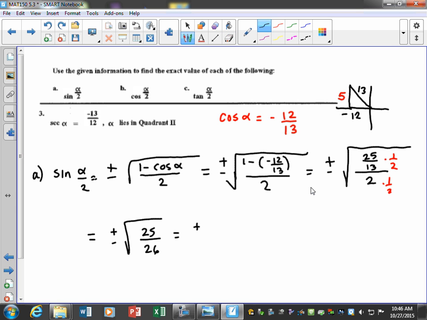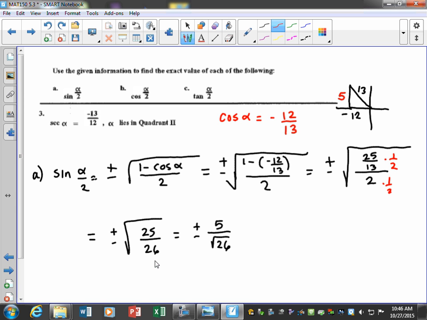Can we evaluate the square root of 25? What's the square root of 25? 5, but what about the square root of 26? No, so we need to leave it as the square root of 26, but we want to rationalize our denominator, basically.